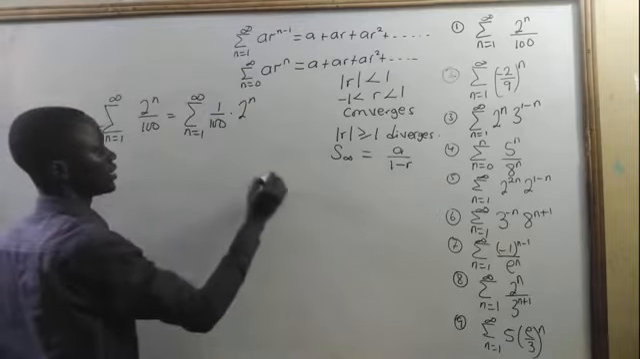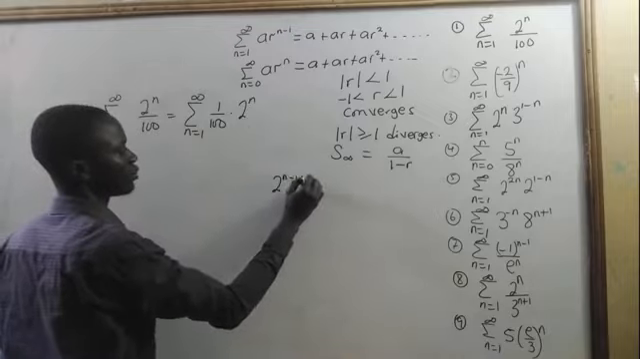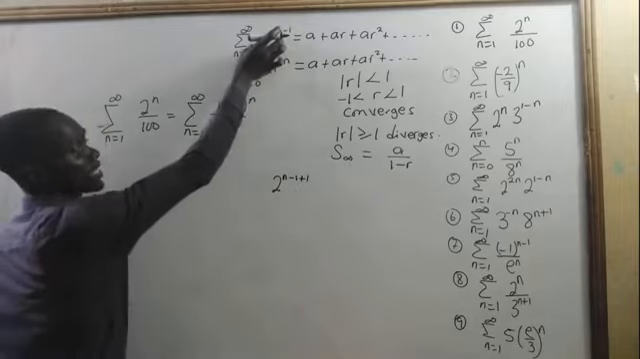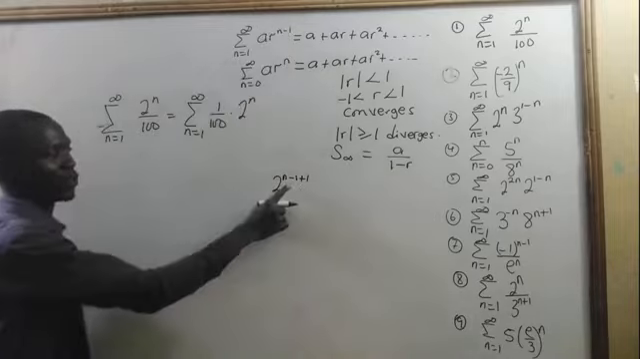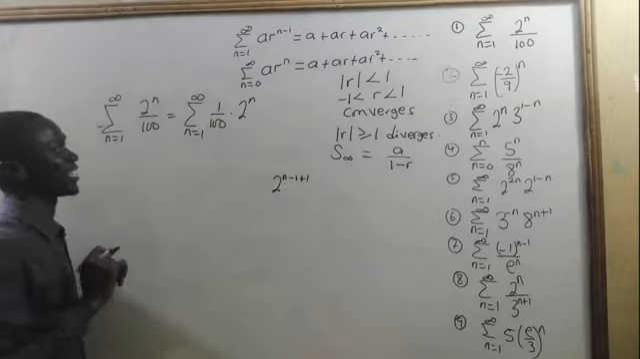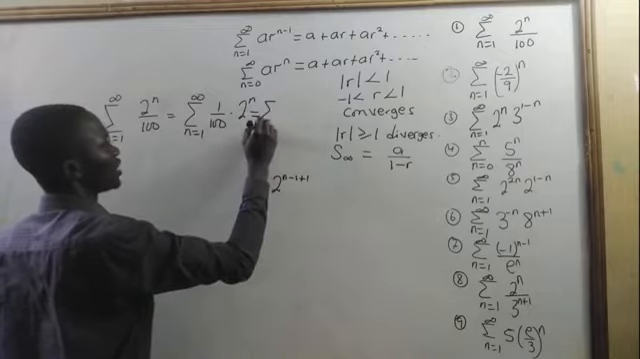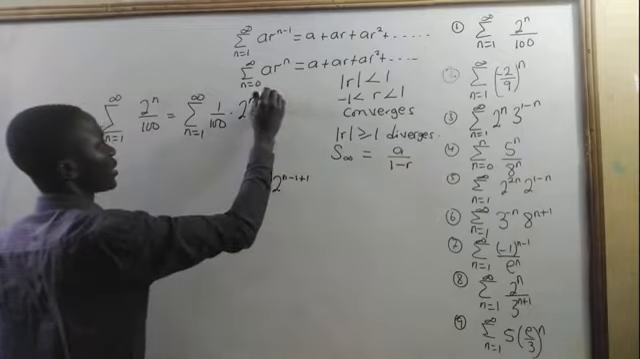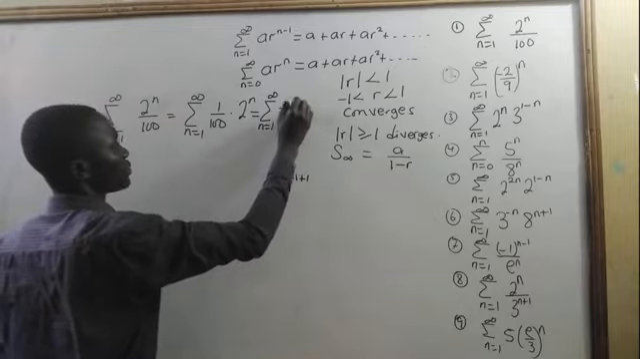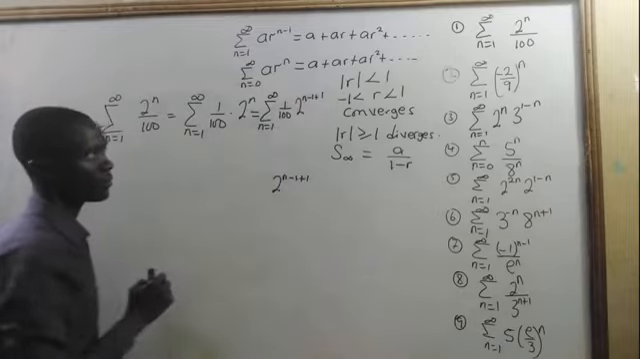So here, if I have 2 exponent n, I can subtract 1 and add 1. Minus 1 plus 1 is 0. We are working towards this formula. That is why I've subtracted 1 and added 1. Very simple as that. So this one can be written as summation from n equal to 1 up to infinity, 1 divided by 100 times 2 exponent n minus 1 plus 1.